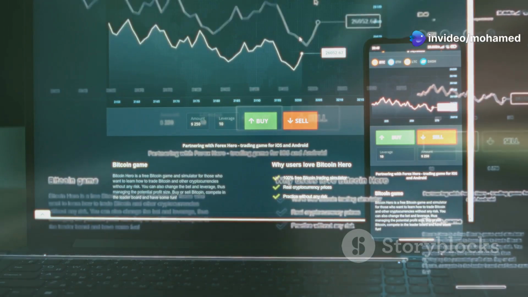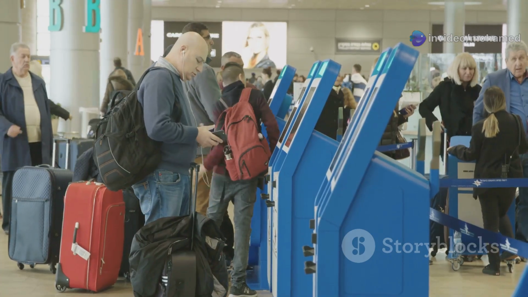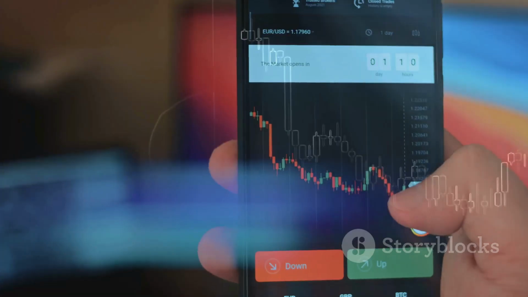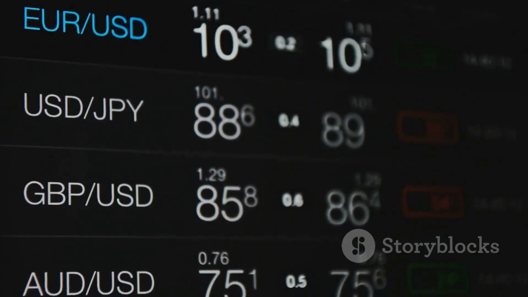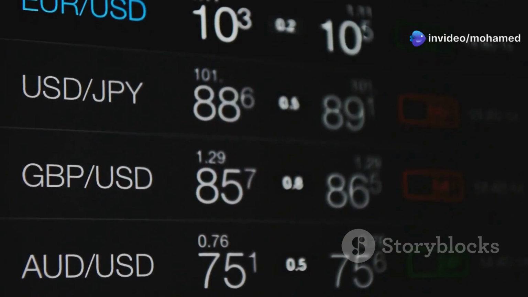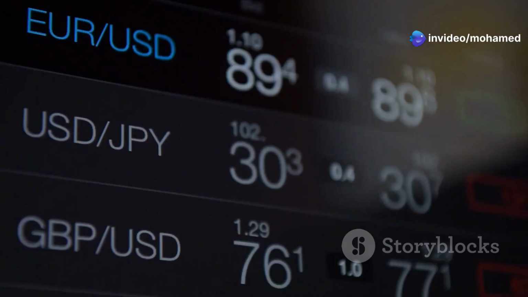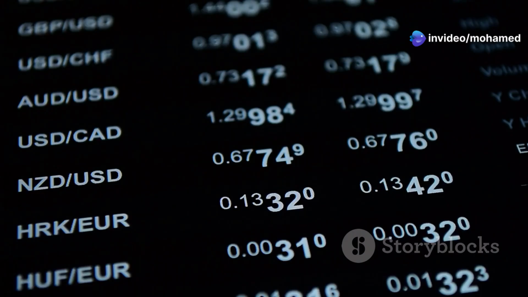So, what is a currency pair? Imagine you're at an airport. You want to swap your dollars for euros. That's basically a currency trade. In Forex, we do this digitally. A currency pair has two currencies, always two, no more, no less. Like EUR-USD, a famous one. One is the base, one is the quote.